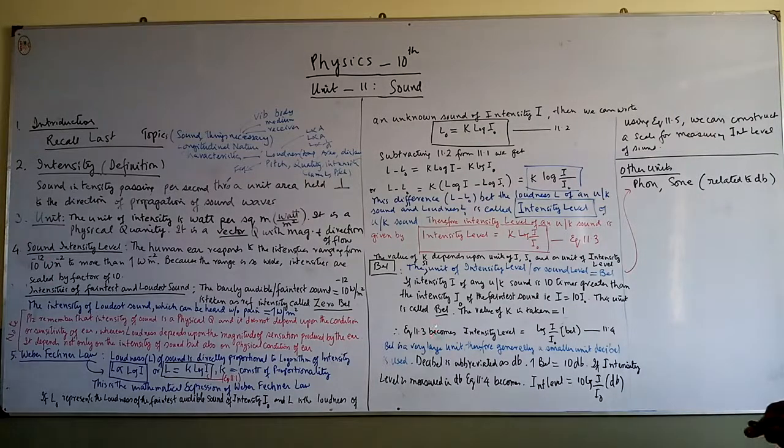This unit is called bell. So what is one bell? Please remember this definition. If intensity I of any unknown sound is 10 times greater than the intensity I naught, the faintest sound, then I is equal to 10 times I naught. This unit is called bell. The value of k is taken as 1. So equation 11.3 becomes log I over I naught.